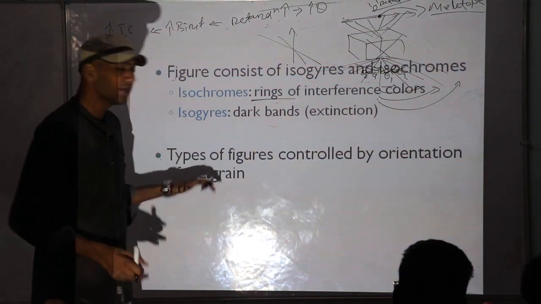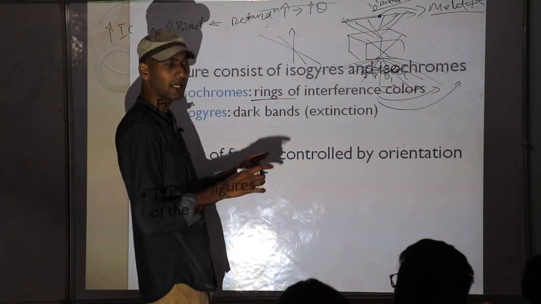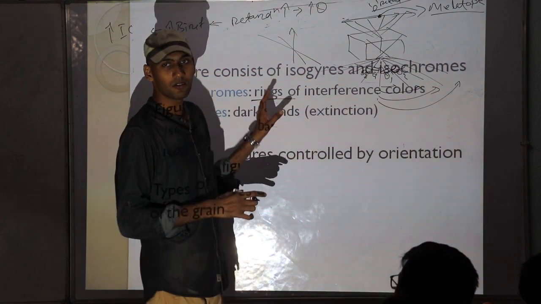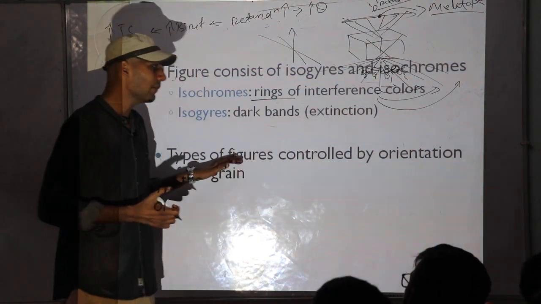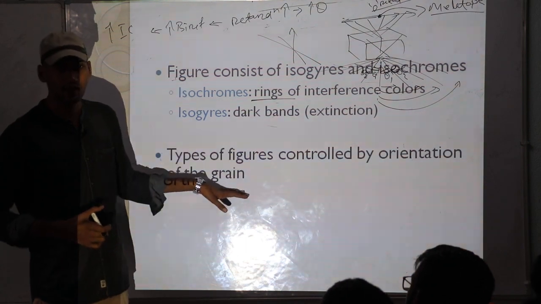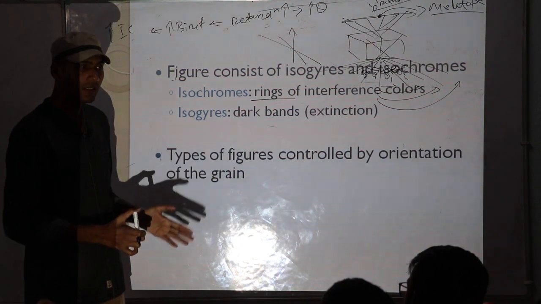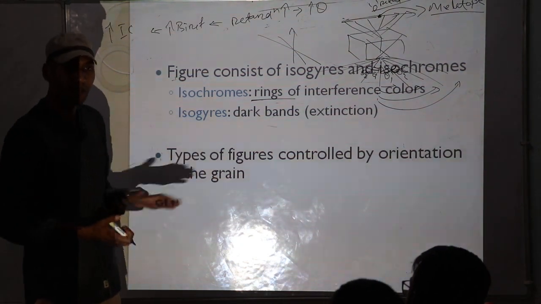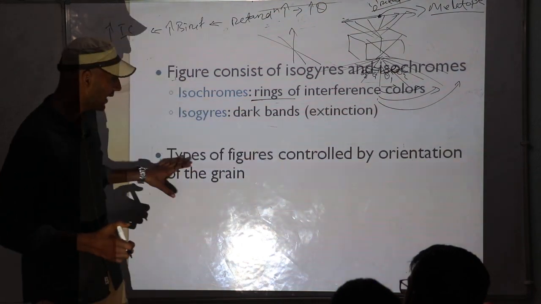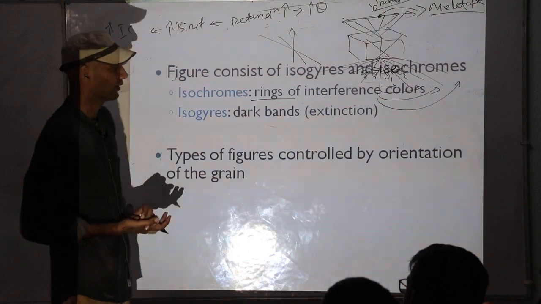Then types of figures. I have told you that in uniaxial there are different types of interference figure. In biaxial also there are different types of figures. That depends upon which section you are taking. If you are taking a basal section, that is the optic axis figure. If you are taking any principal section, that is the optic normal figure. I will go into the different types, but they are defined by the orientation of the mineral grain or orientation of the section.